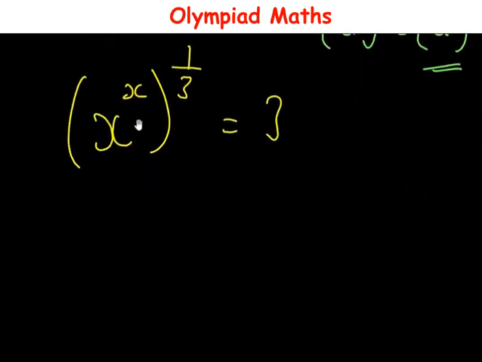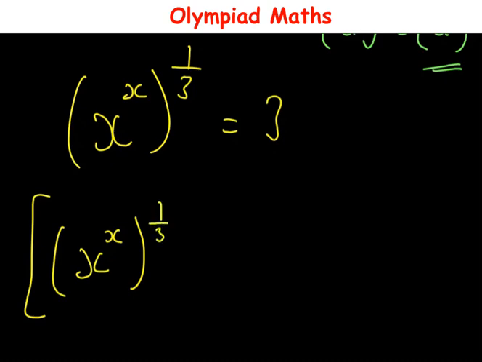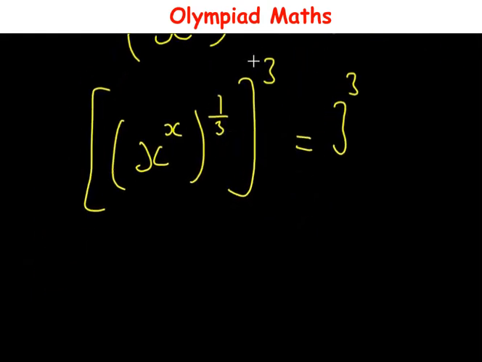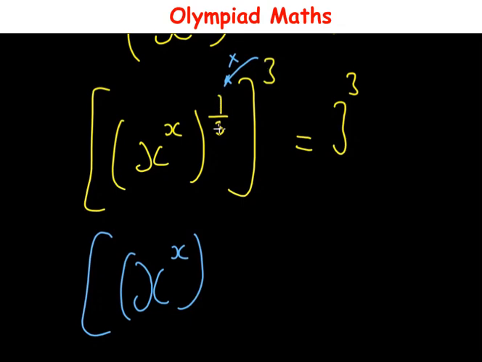So with this, we are going to multiply both sides of the equation with power 3 to eliminate this 1 over 3 right here. So we have, in brackets, x raised to power x to the power of 1 over 3, then all raised to power 3 is equal to 3 raised to power 3. And from here, power 3 multiplies power 1, so this becomes, in brackets, x raised to power x, then 3 times 1 is 3 all over 3, is equal to 3 raised to power 3.